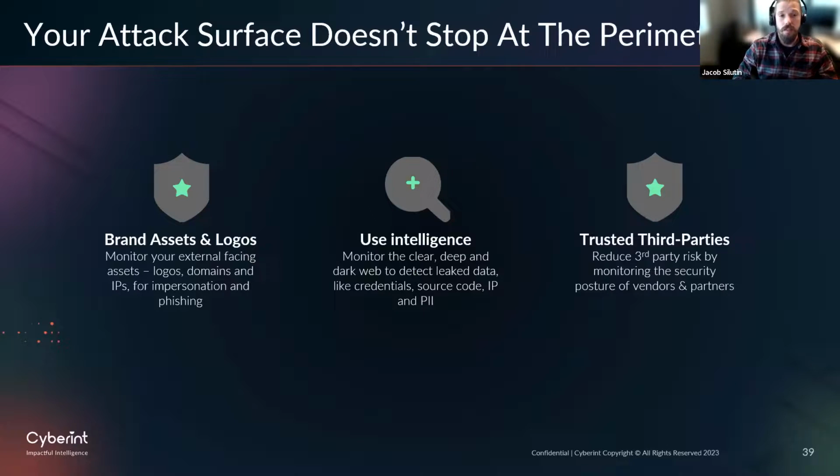The main point I want to emphasize here is in the middle, which is use intelligence. Go out there, monitor the clear, deep, and dark web to detect leaked data, credentials, source code, IP, and PII. Venture beyond your perimeter in order to see those things. Work with trusted third parties, of course, and monitor your brand and logos as well. That is another vector. We saw the impersonation and phishing attacks. They all originate from brands that are associated with your organization.